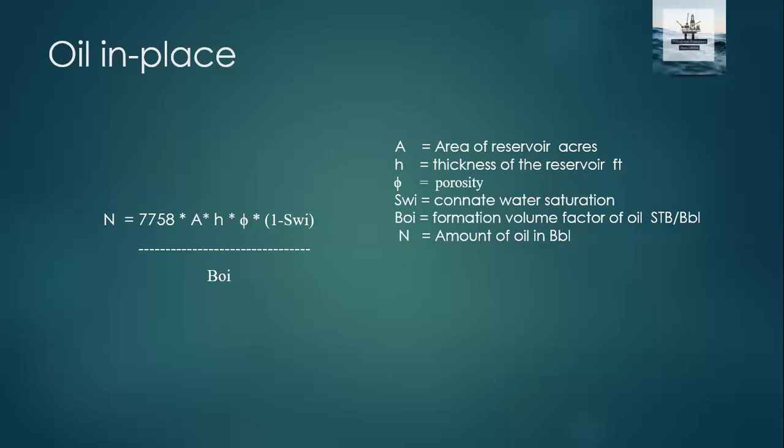The number 7758 was given here only for the purpose of converting. When the area is given in acres, you have to convert it into barrels. So acres to barrels: 1 acre is equal to 7758 barrels. In that way, we have adjusted that value here.